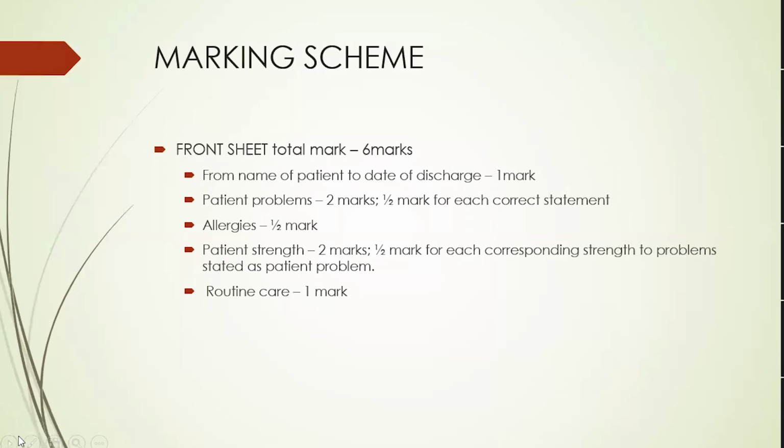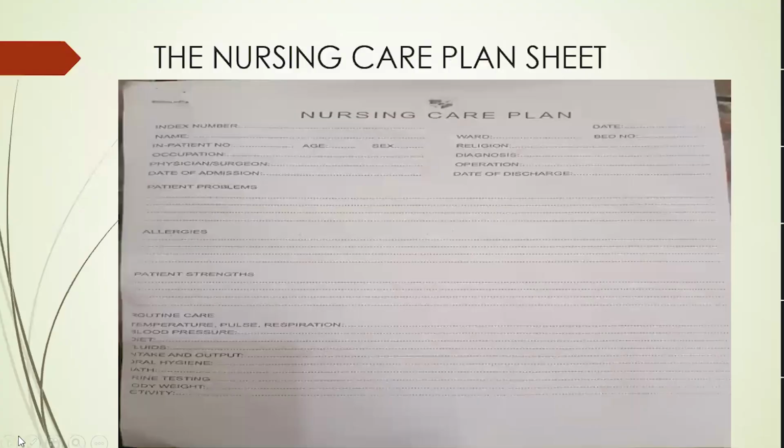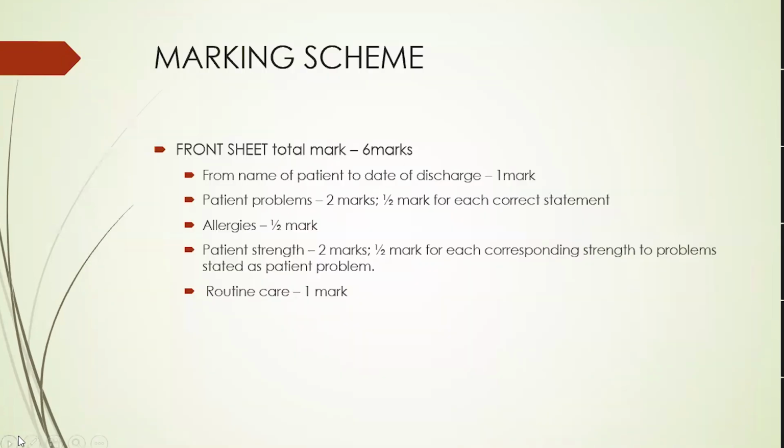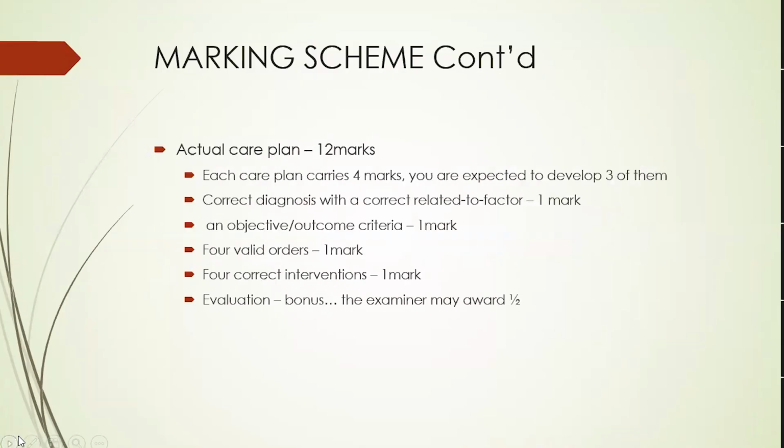Then the routine care, as we see on the sheet here, all these things from temperature, pulse, respiration, blood pressure, diet, and activity give you the mark we are showing on the screen here, 1 mark each. So a total of 6 marks. Then the actual nursing care plan, we have 12 marks for all.